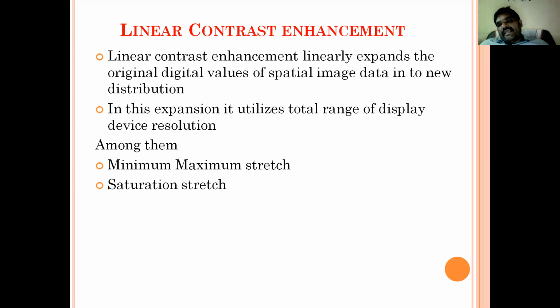See here, linear contrast enhancement linearly expands the original digital values of spatial image data into a new distribution. That means the original values of the data are replaced with the values of the new distribution. Understand? When we discuss non-linear contrast enhancement, you can understand this linear contrast enhancement definition more. The original values are changing into new values of distribution.